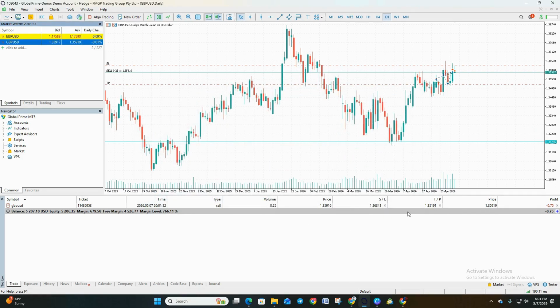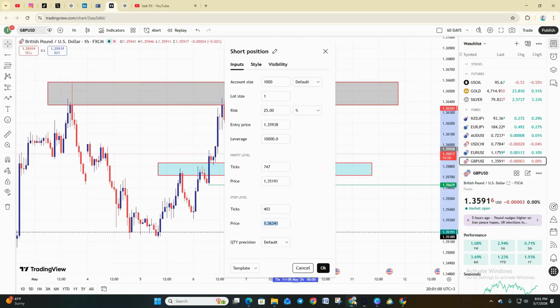So my volume size will be 25, and the entry price was 35,916.